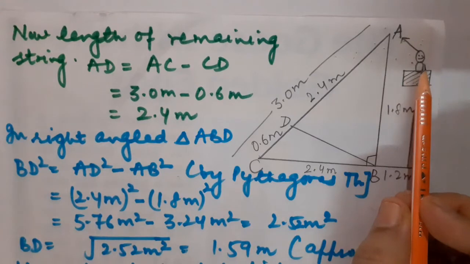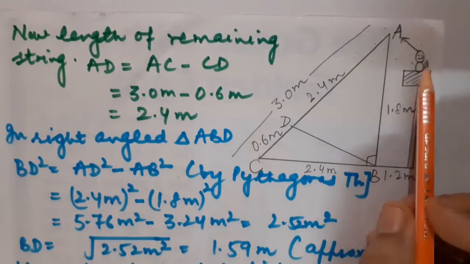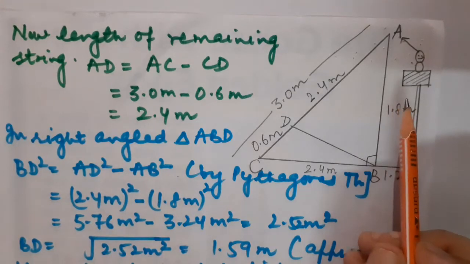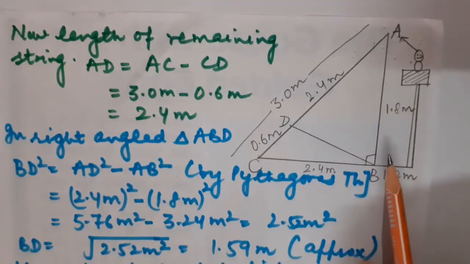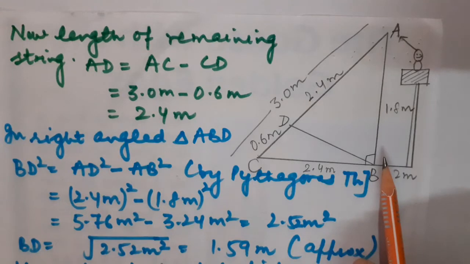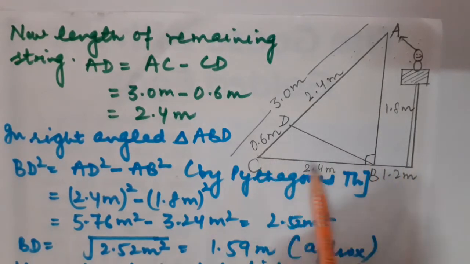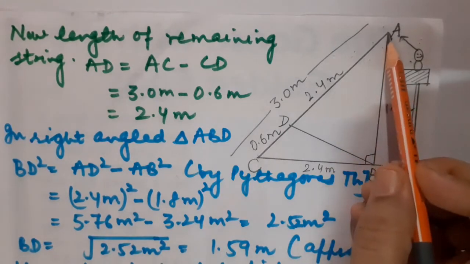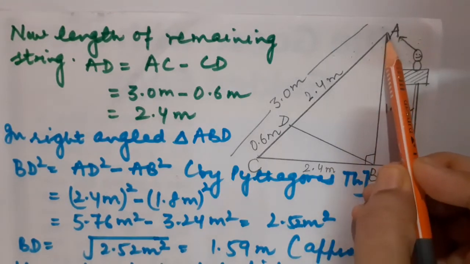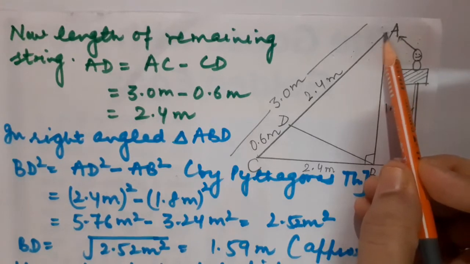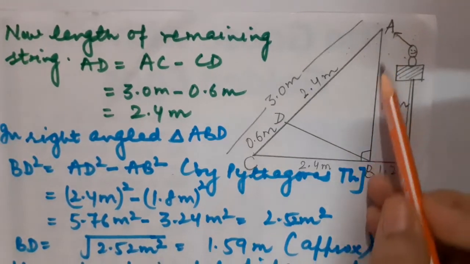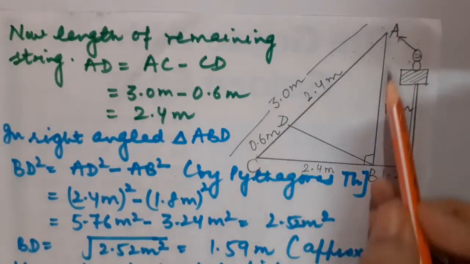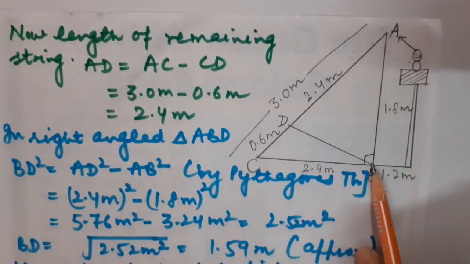Nazima is fly fishing in a stream. She is sitting over here. The tip of the fishing rod is 1.8 meter above the surface of the water. Here you can see that this is the surface of the water, and the top point of the fishing rod is here. It is just 1.8 meter above the surface of the water. You can see this is 1.8 meter. Clear?